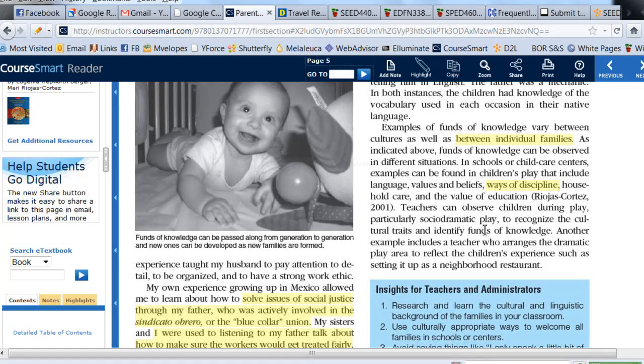Okay. Household care and the value of education. Now, to me, when I write my textbook about this, I'm going to put a whole chapter on the value of education, because I've taught in a low-income school, and that's the thing that I think has more effect on teaching and learning than any of these other things we're going to talk about.